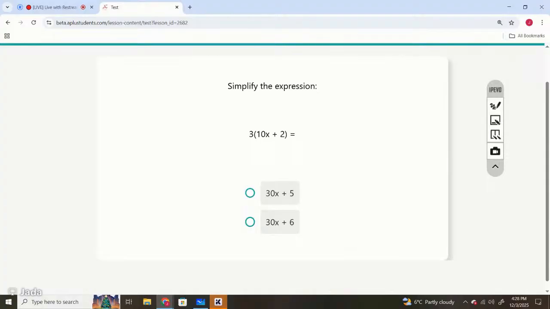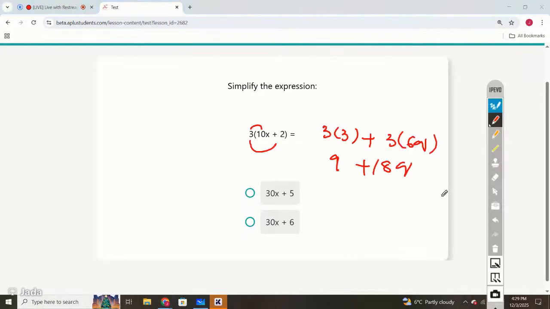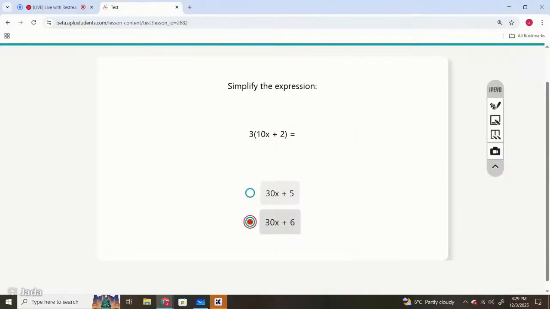Simplify the expression 3 times (10x plus 2). So, which is the correct option? 3 times 10 is 30x and 3 times 2 is 6. So, that is 30x plus 6. Option number 2 is the correct option.